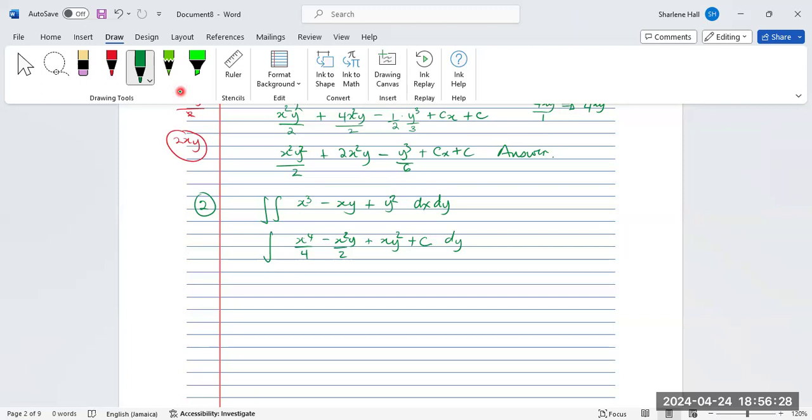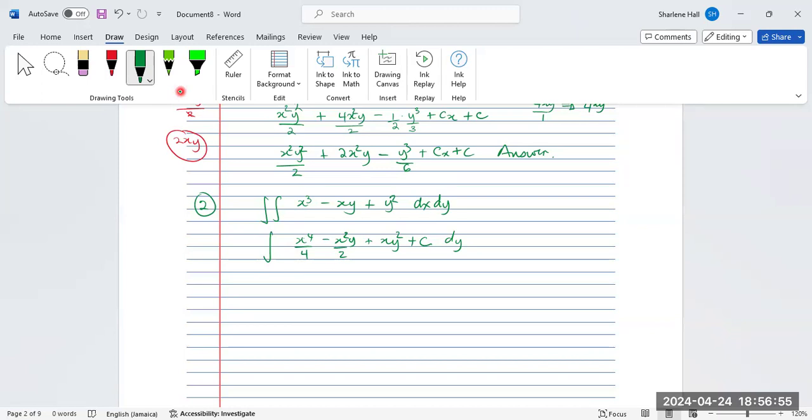How did you verify that x to the fourth over 4 is the same thing as x cubed? Because I'm integrating with respect to x. When I differentiate that term with respect to x, I get 4x cubed over 4, and the 4 is cancelled, so I'm just going to have x cubed.